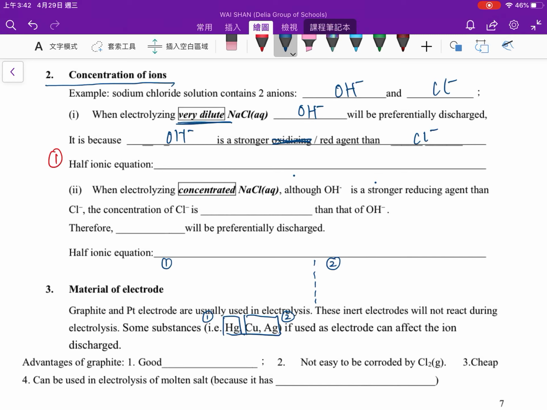And when electrolyzing concentrated sodium chloride solution, also we call it brine, then although hydroxide is a stronger reducing agent than chloride, the concentration of chloride is much higher than the hydroxide. Therefore, chloride will preferentially discharge, and you can do the half ionic equation. And the concentration effect only applies to iodide, bromide, and chloride ion.